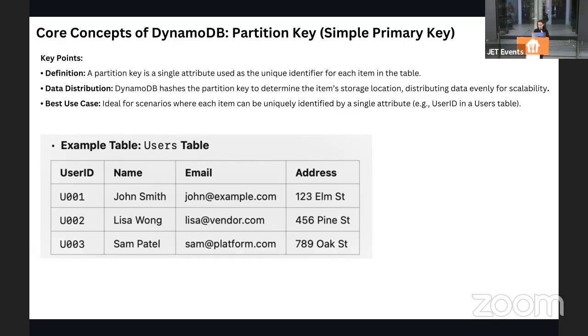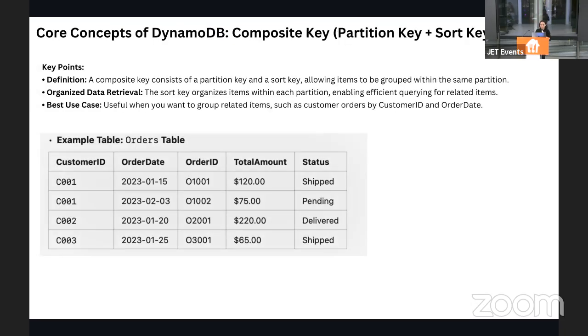So this is partition key. Along with partition key, we have a composite key, which actually includes partition key and sort key. Why do we need sort key? Basically, it's for an efficient way to query data from DynamoDB.